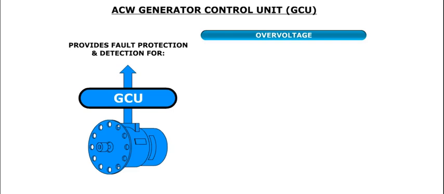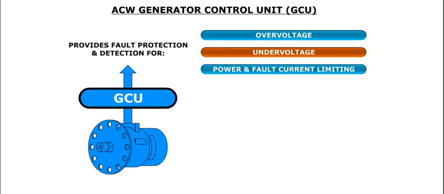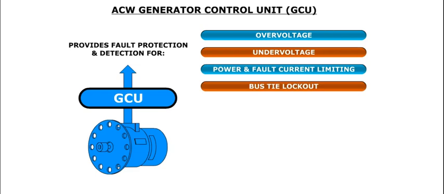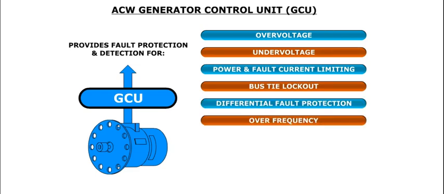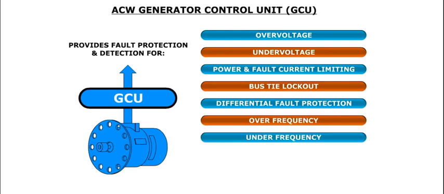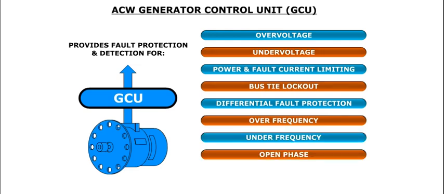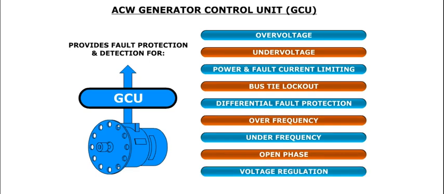Each AC wild generator is controlled by a generator control unit, or GCU. The GCU protects the electrical system against AC wild generator faults. Fault protection is provided for overvoltage, undervoltage, power and fault current limiting, bus tie lockout, differential fault protection, over frequency, under frequency, and open phase. In addition, the GCU regulates the voltage output of the generator.